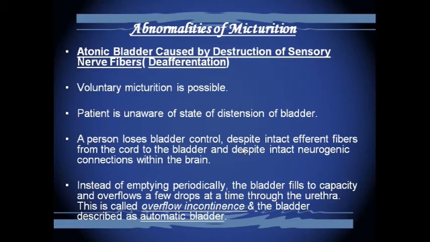So what are the abnormalities of micturition? Atonic bladder. Atonic bladder means this bladder doesn't have any tone. This is caused by destruction of sensory nerve fibers. In this, voluntary micturition is possible, but the patient is unaware of the state of distension because the sensory innervation has been damaged. So bladder distension sensation will be inhibited. The patient will not be aware that his bladder is 1 liter full, he will not have any sensation. But voluntarily he can go and pass urine.